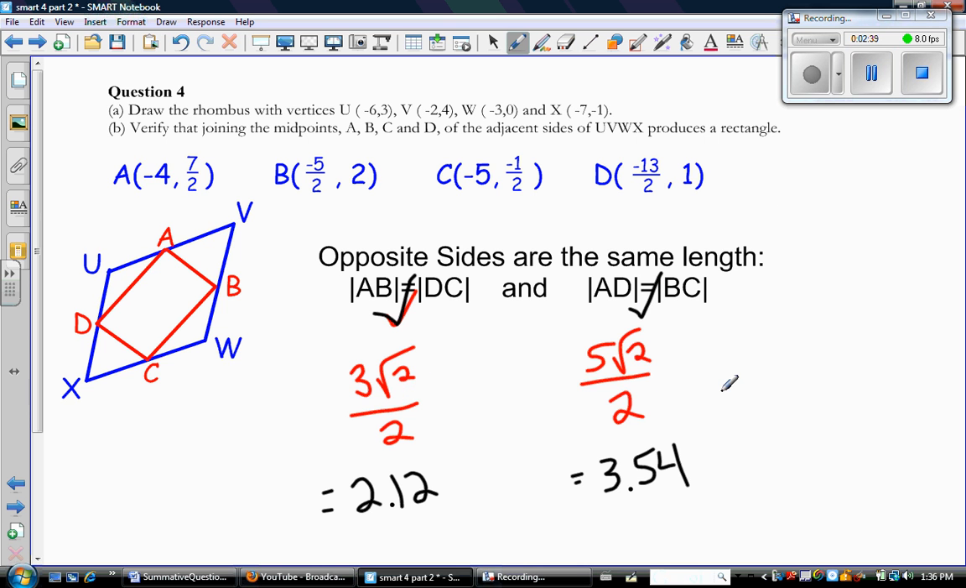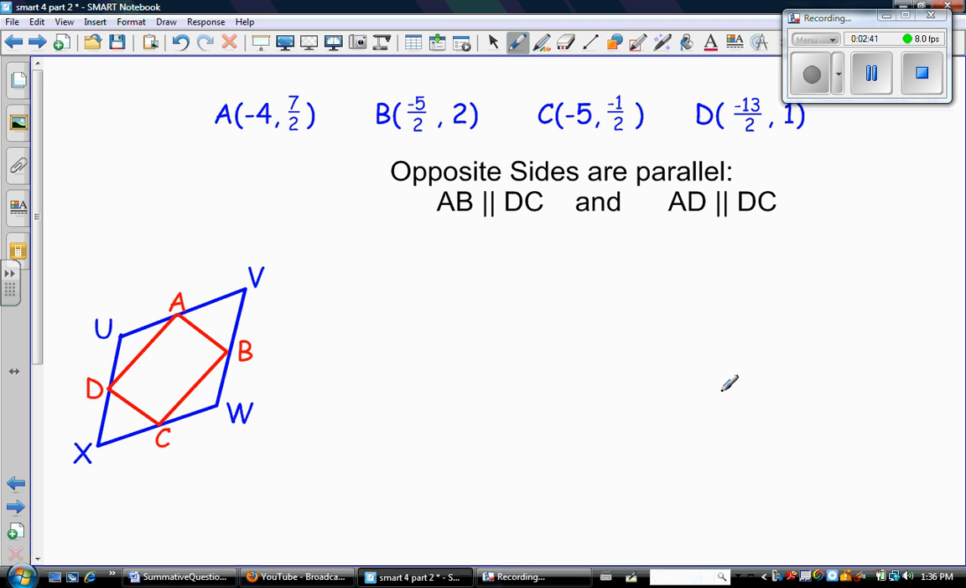So now we need to, in this video, show that opposite sides are parallel. So in other words, that AB is parallel to DC and AD is parallel to BC. That shouldn't say DC, so let me fix that. Now that clearly says BC. Good enough. So how do we show that sides are parallel?